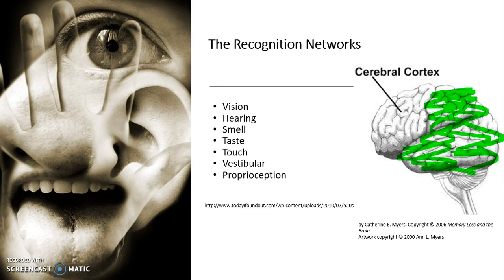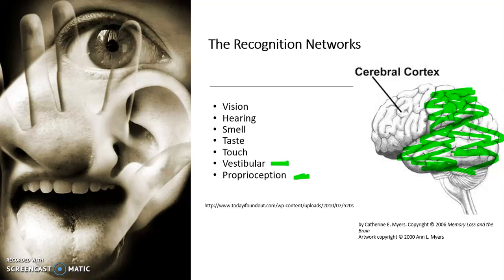The recognition networks, located at the back of the cerebrum, the cerebral cortex right back here, enable us to identify and interpret patterns of sound, light, taste, smell, and touch, which are our five senses. In addition, I'd like to add two more senses: the vestibular, which are receptors in our ears, which provide information about the body's movements, balance, and coordination to the brain. The other one is the position sense, proprioception.